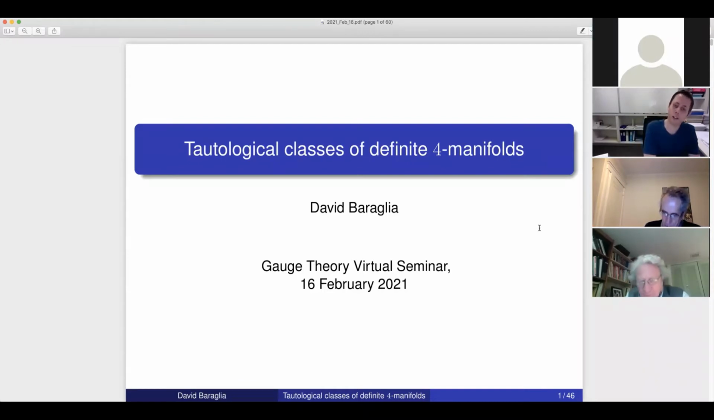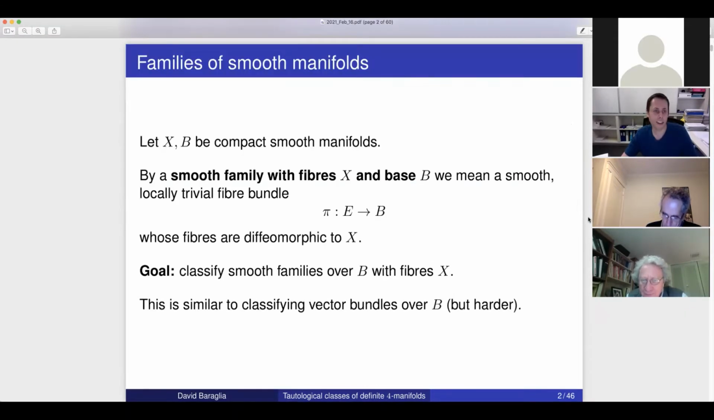So my talk is about tautological classes of definite four manifolds. So I'll get started. First I have to tell you what tautological classes are, and then we'll look at them for definite four manifolds. So basically we're interested in families of manifolds. What I have in mind is, well, I have a manifold X, and then I have a smooth family with fibers X over a base B.